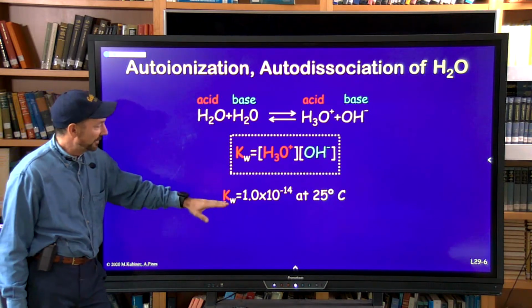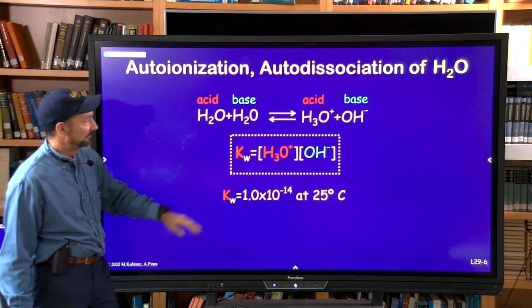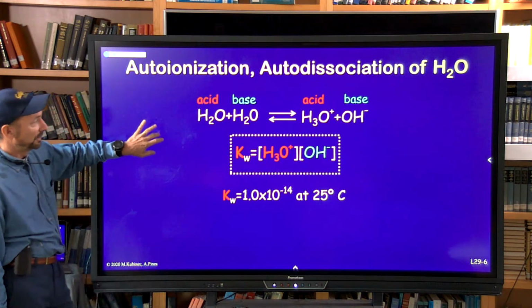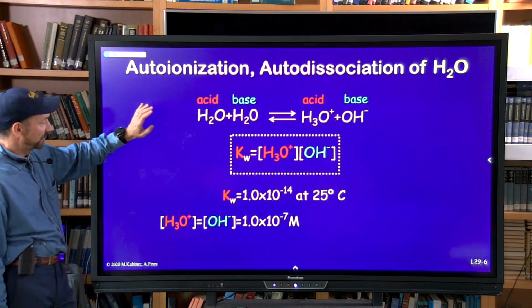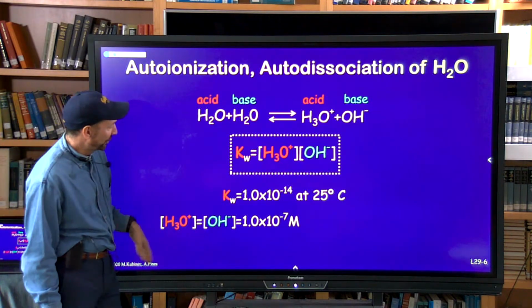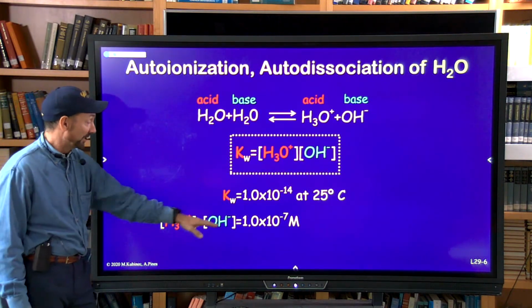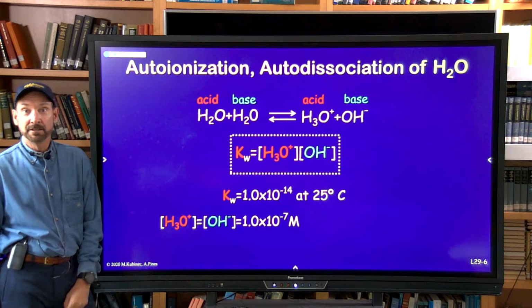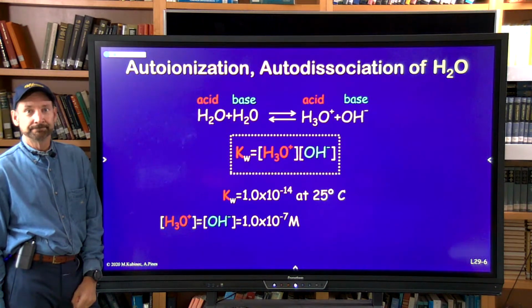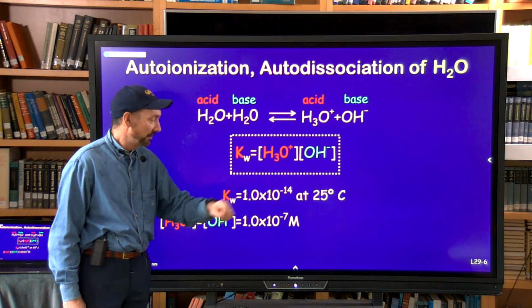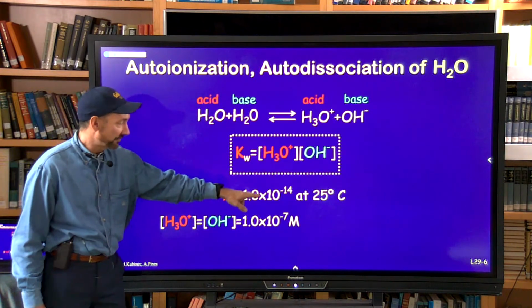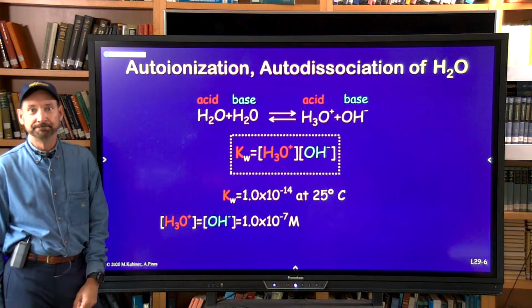So there's another thing you can take to the bank. Use that to your advantage. There aren't many things you can take to the bank. That's one of them. So in pure liquid water where nothing else is happening, those concentrations will just be equal. So H₃O plus and OH minus each 10 to the minus 7. So the product of them is 10 to the minus 14.